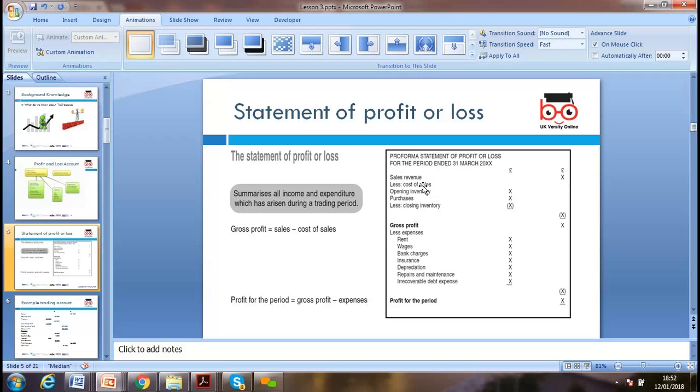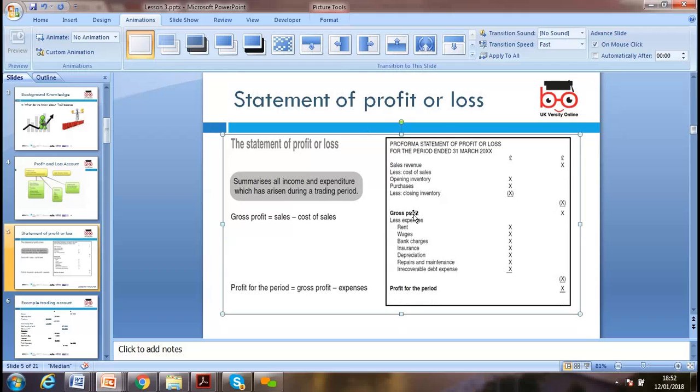Then we need to calculate the cost of sales. The cost of sales formula is opening inventory, how much stock there was at the start of the business, plus how much we purchased during the year, minus how much is left, and that becomes the cost of sales. Sales minus cost of sales gives me gross profit. The difference between what we bought and what I sold is my gross profit. This is not a net profit because I have some other expenses as well.